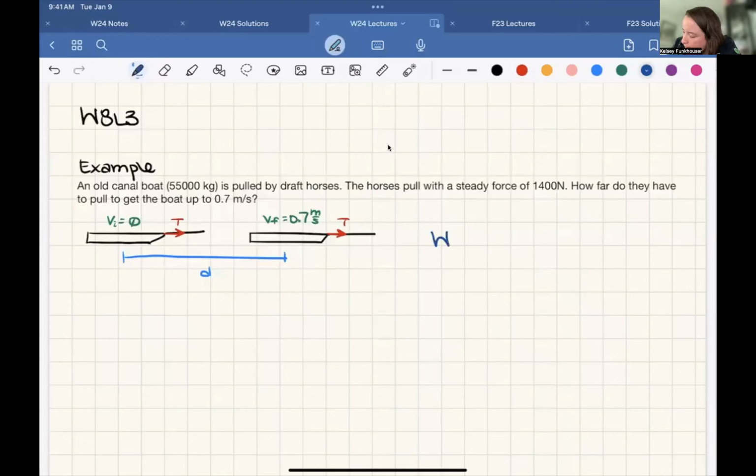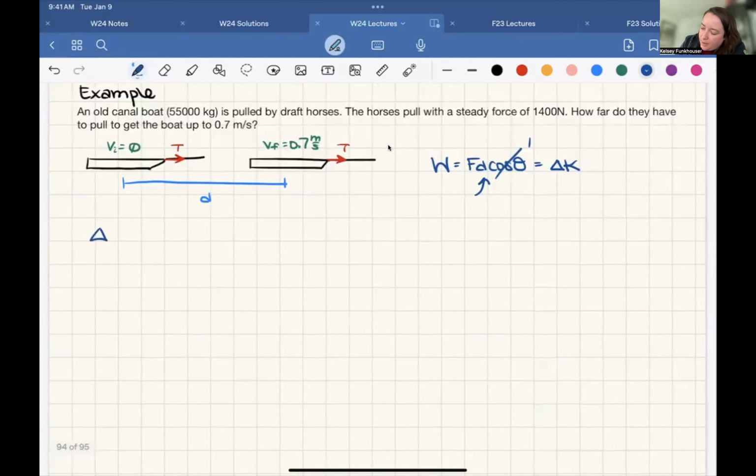So work is equal to FD cosine theta. It's also equal to the change in kinetic energy. And this question asks us how far they need to pull the boat for it to get up to a certain speed. So we want V in this example. And you can see that the force and the displacement are parallel to each other. So that gives us 1 for the cosine. So we just end up with FD equals the change in kinetic energy.